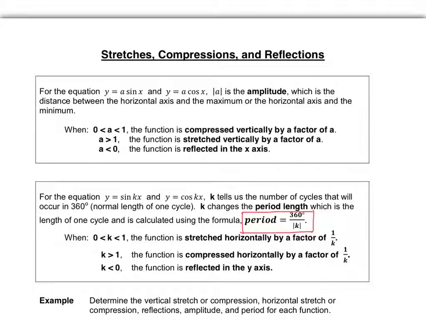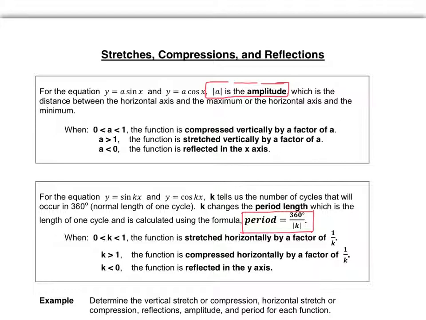And same at the beginning of your note here when it says the absolute value of a is the amplitude. That just means if a is negative, we don't consider the negative part as the amplitude. So if a was -3, the amplitude would be 3. And not to worry, we'll go through some specific examples here momentarily.